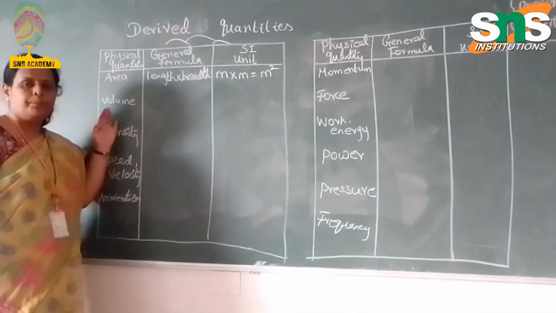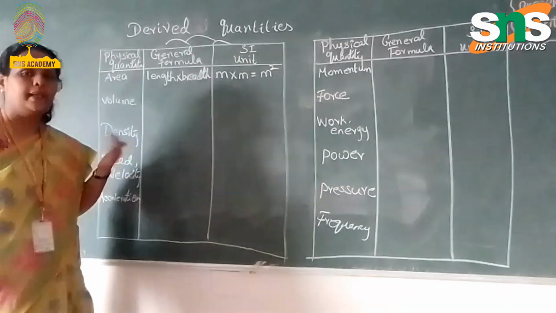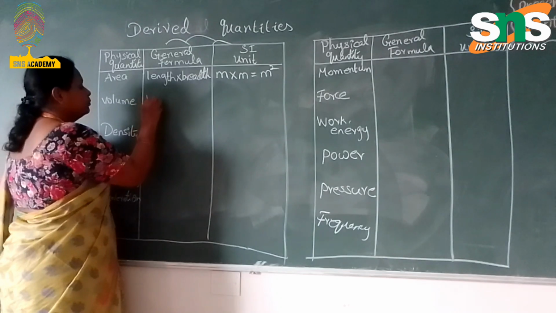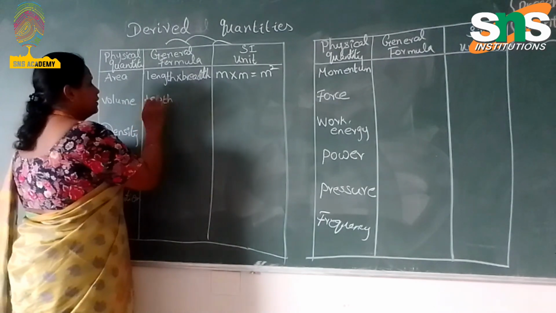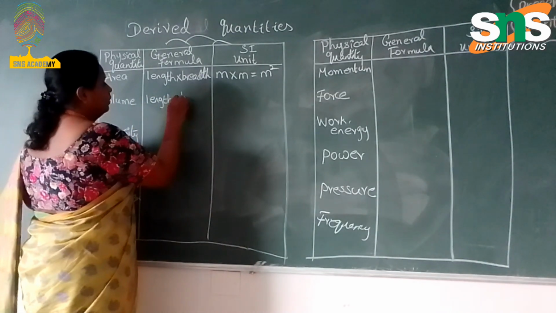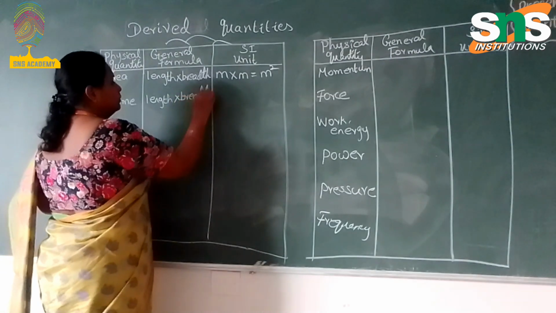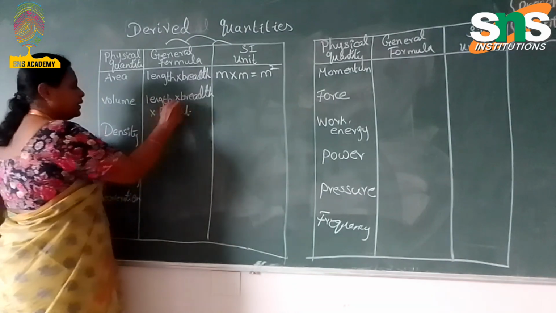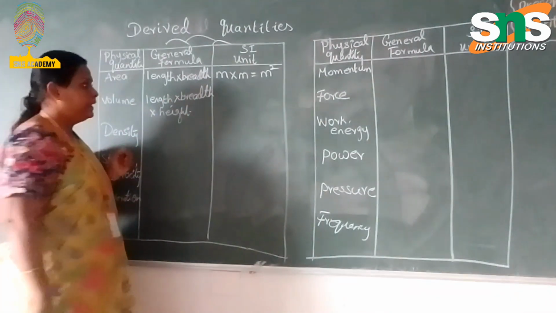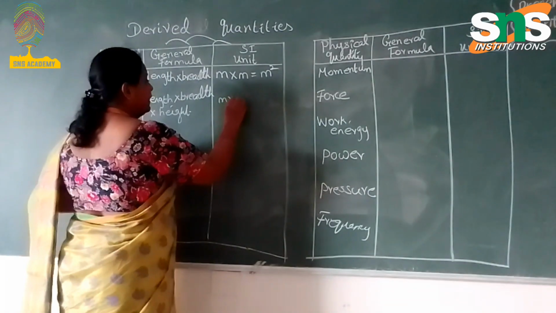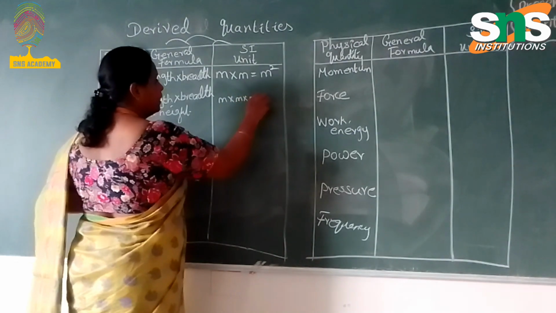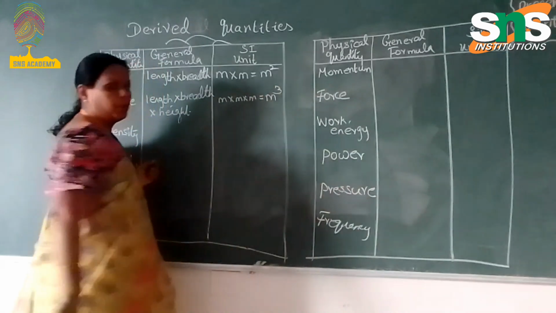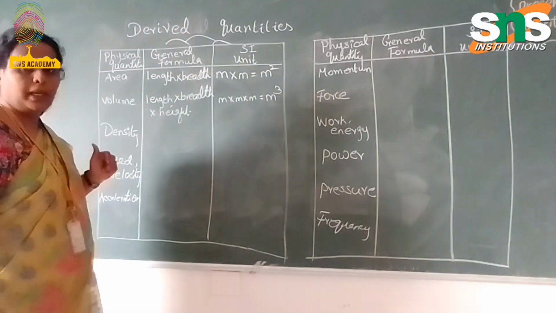What about volume? We all know volume has 3 dimensions, that is length into breadth into height. Each of these can be measured in terms of meter. So, can I write like this with 3 m's? And if I make a product of these 3 m's, this will become cubic meter, meter cube. Okay.